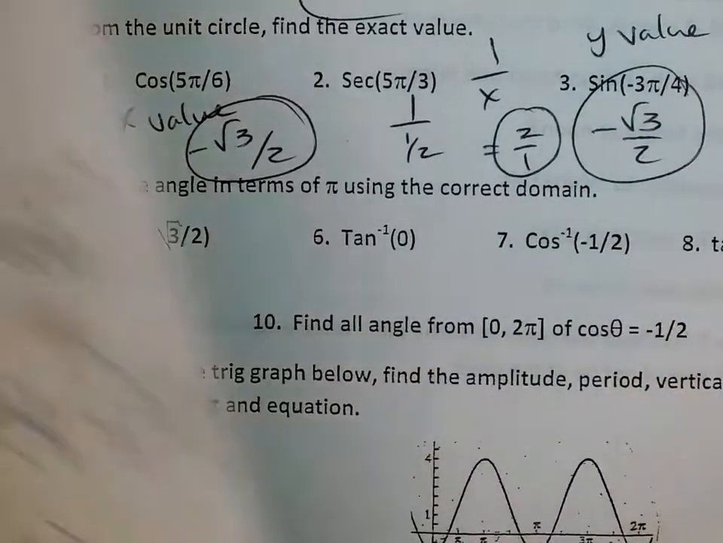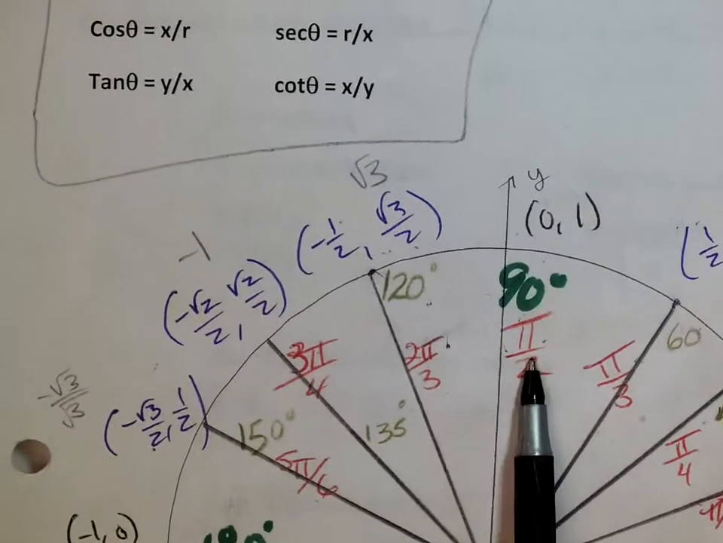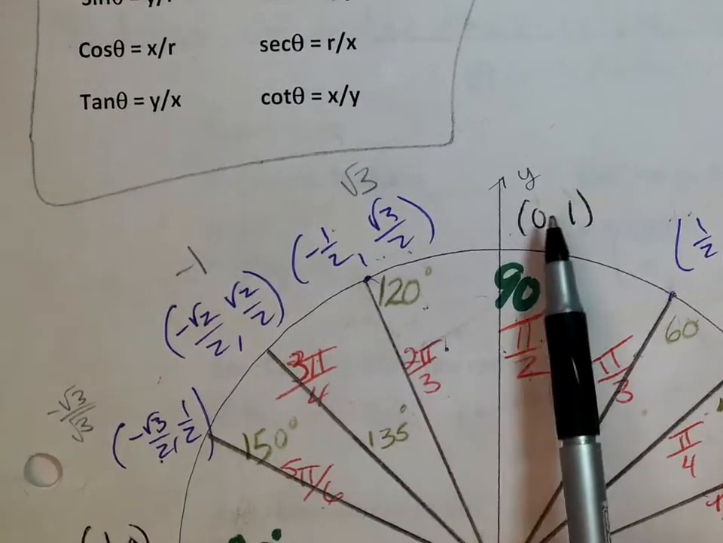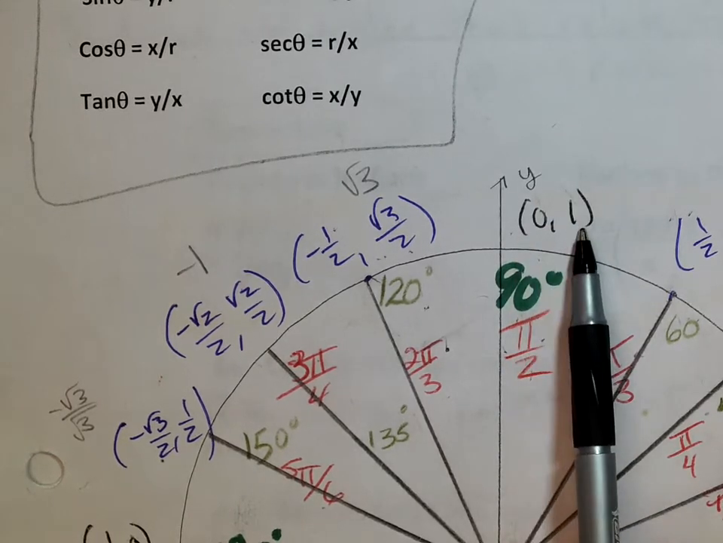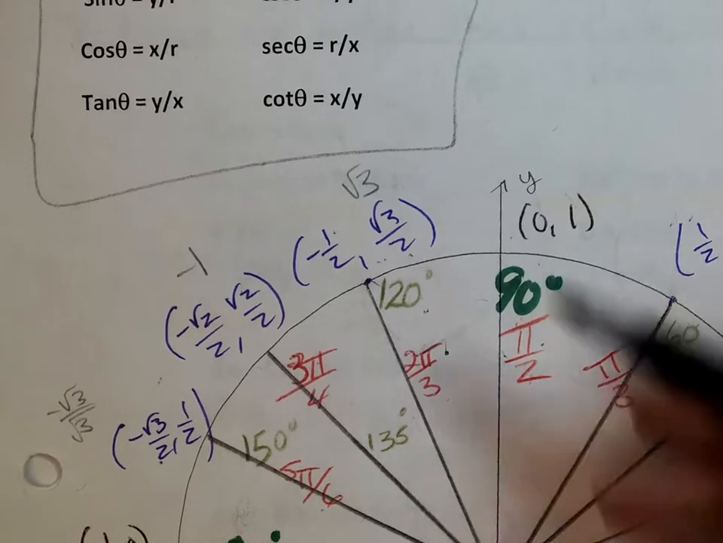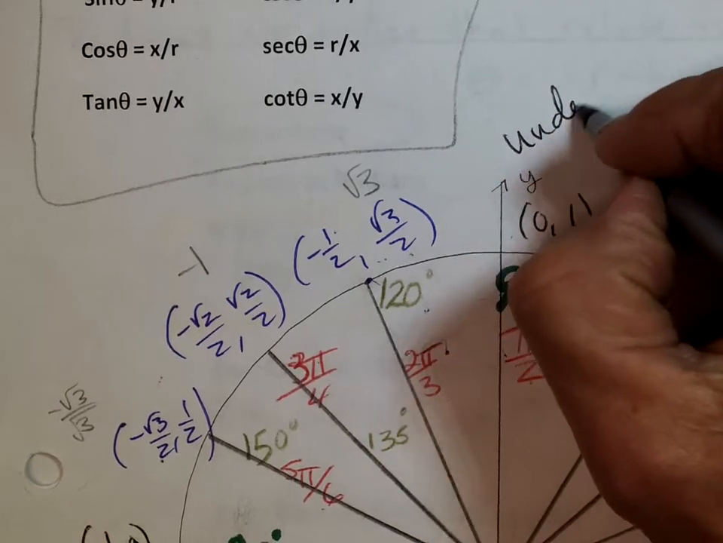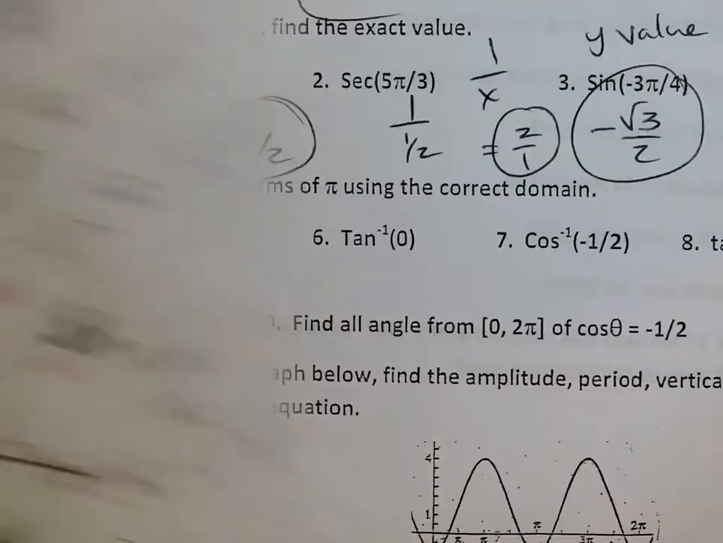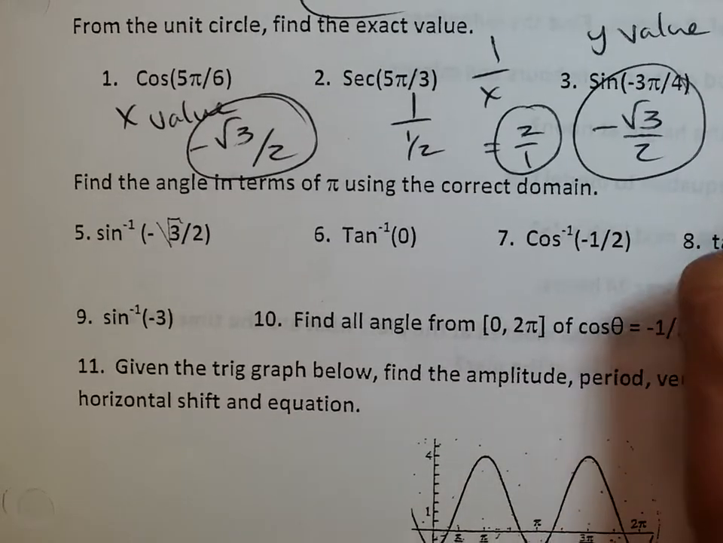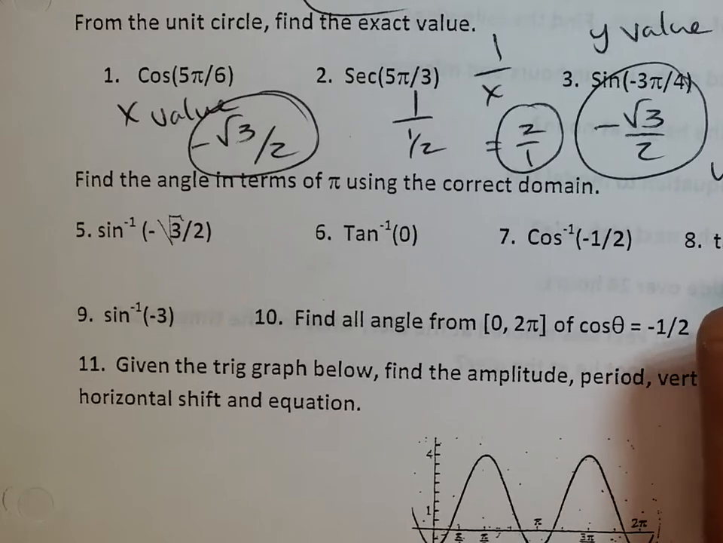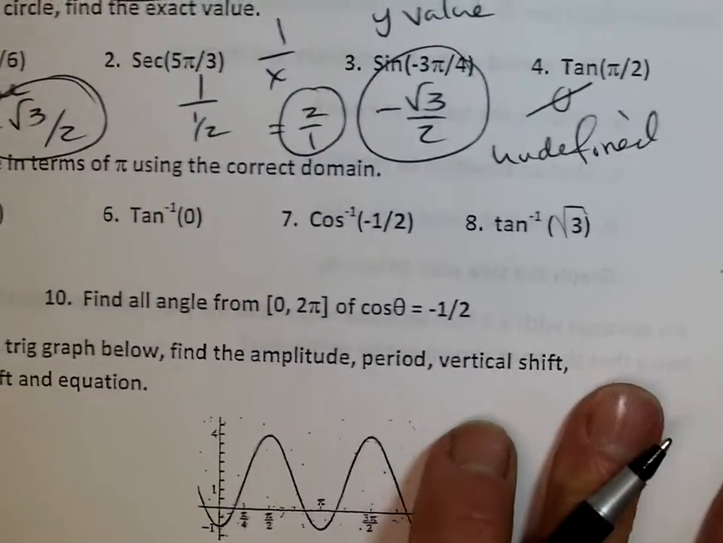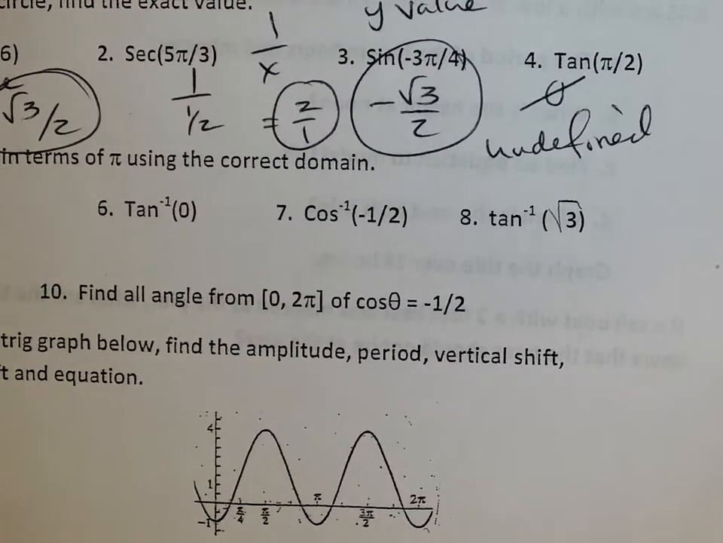Okay, tangent, pi halves. Well, here's pi halves. Tangent is really going to be the y over the x, but if I go 1 divided by 0, that's going to be undefined right there. So I'm going to go undefined. If you use the empty set, I'm okay with that, but technically the answer is really undefined. Yeah, undefined. Okay. How am I doing? Great.